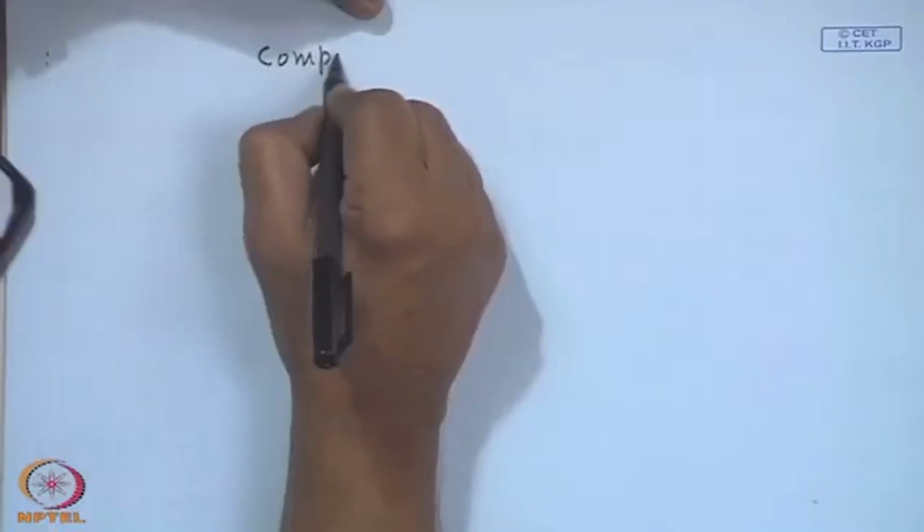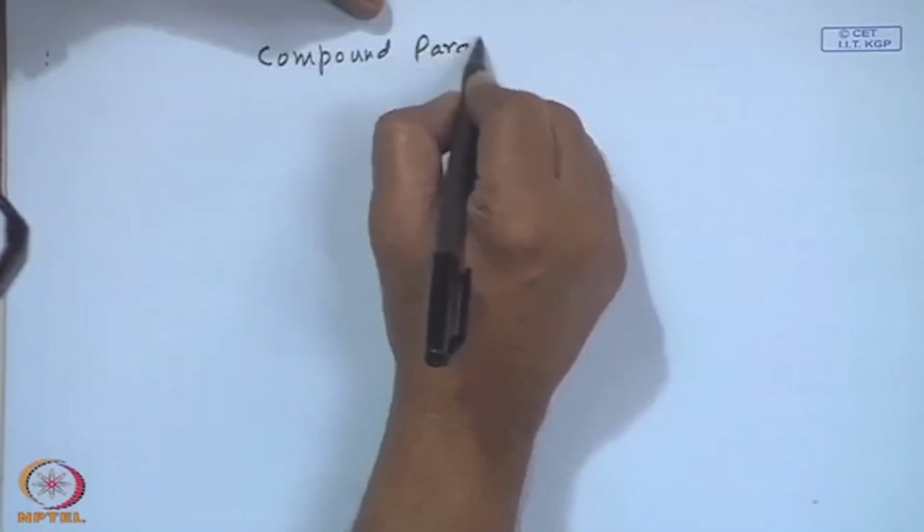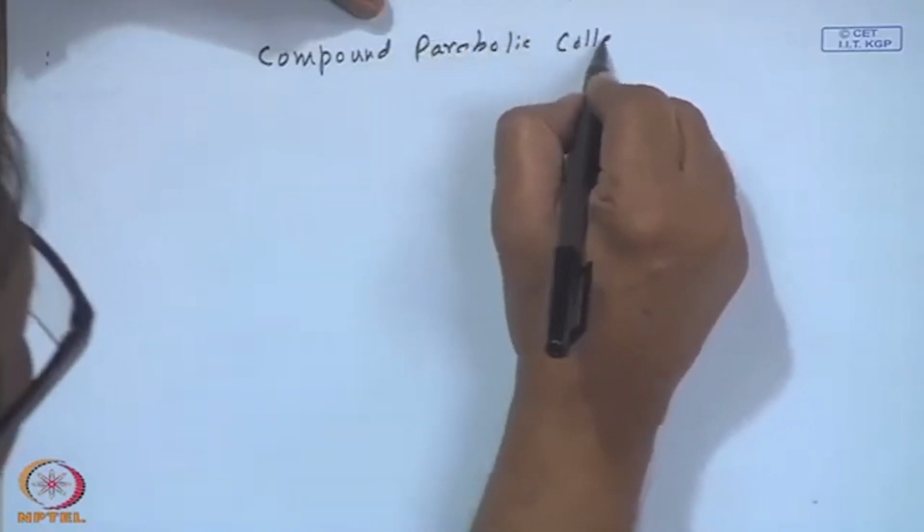We also have had a brief introduction for what we call compound parabolic collectors.